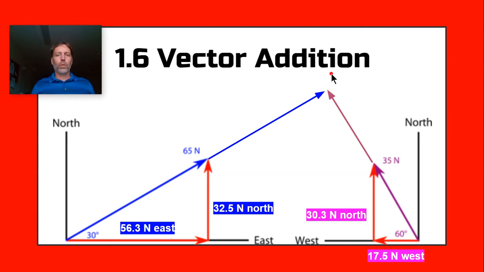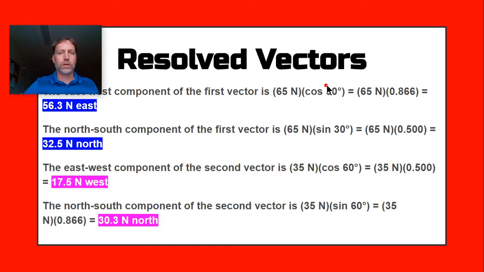Now we're going to show exactly what that resulting force would be when the two forces meet, and in what exact degree direction they will go. So that's what's called vector addition.